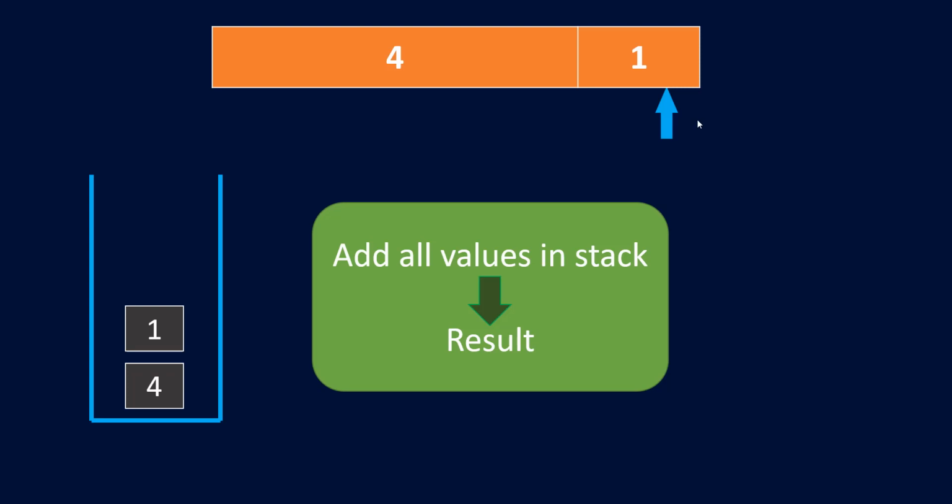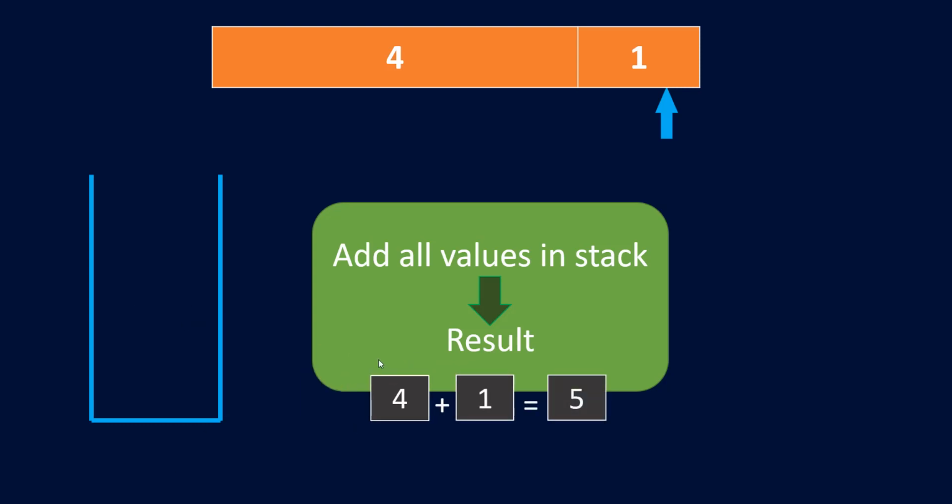And so now what is the result? The result is the addition of everything that is there in the stack. And so we do add everything that was there in stack, which gives us a result, which is 5. So that's the approach that we are going to follow. So now let's go ahead and code it out.